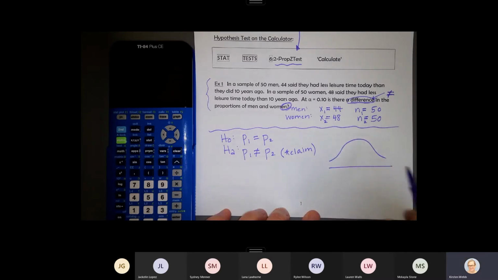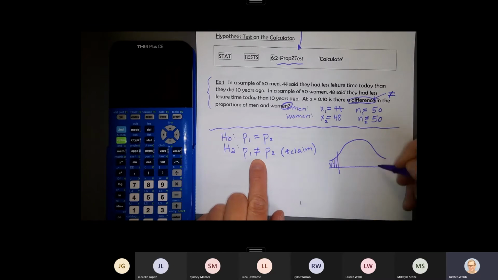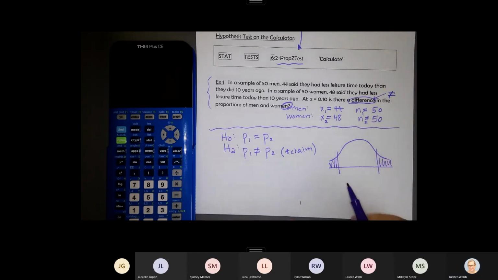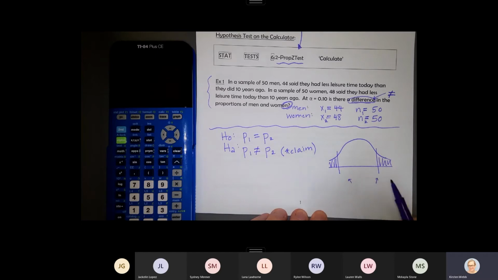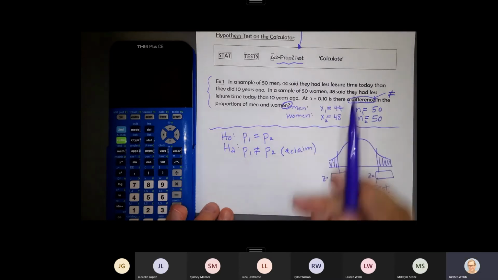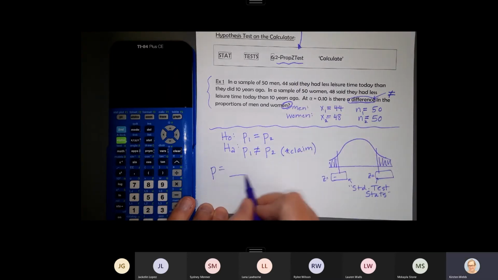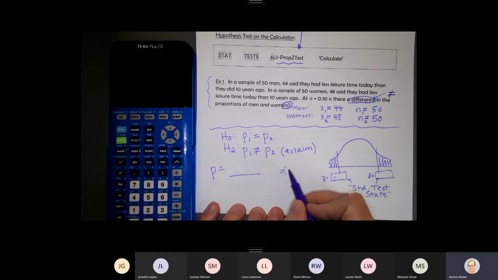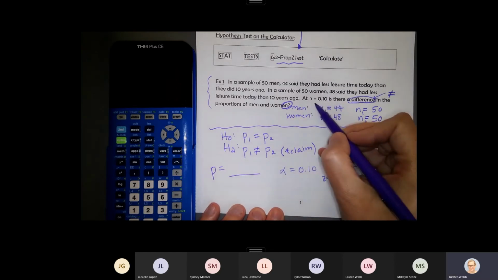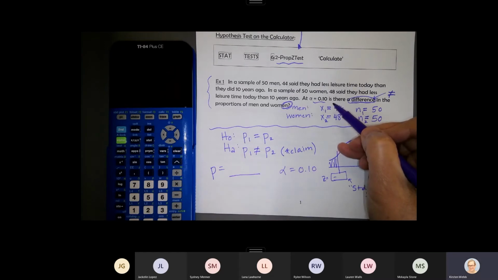Well, from that alternative hypothesis, we can still tell which type of test it is. The not equal symbol helps us know that this is a two-tailed test. One of the things we might be asked about is the standardized test statistics. So those are the z-scores that would correspond with our shading here. One negative and one positive. We'll get that from our calculator command. Also from our calculator command, we'll get the p-value, which we can compare with the alpha they gave us. They said that they wanted alpha to be 0.10.